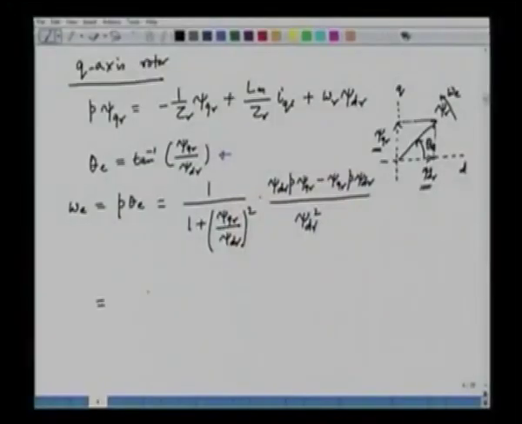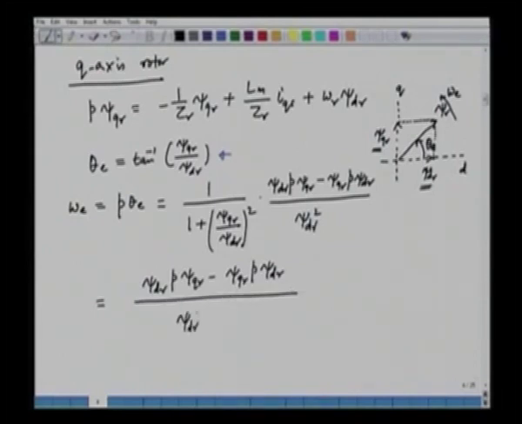And if we simplify this expression, what we obtain is (psi dr p psi qr minus psi qr p psi dr) divided by (psi dr square plus psi qr square). So this is the expression for the synchronous speed, that is omega e. Now we are interested to find out theta e, and ultimately we have to find out omega r. Omega r is the rotor speed.